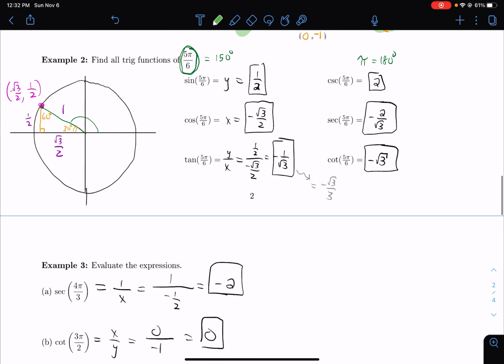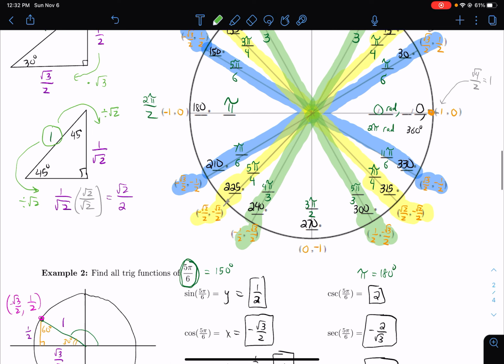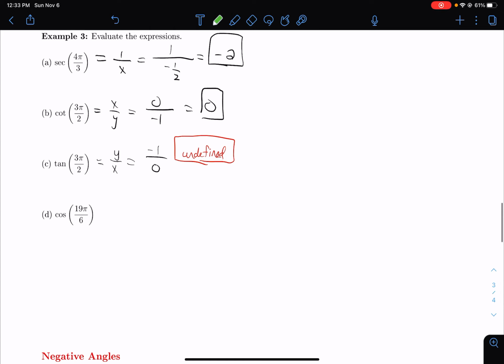So the first thing to notice is, wait, 19 pi over 6, my circle doesn't go up to that. I see 11 pi over 6, but it doesn't go beyond that in terms of these pi over 6s. So how do we do that if our angle is bigger than anything that I see on the unit circle?